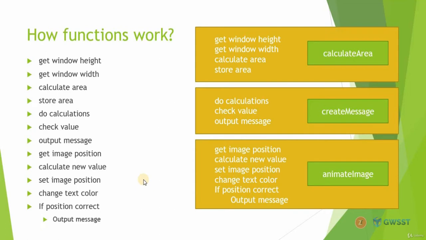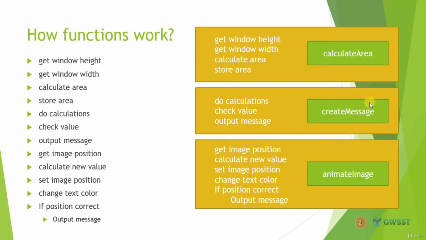What we can do is group all of these together into separate pieces. We can call these separate pieces functions. For example, in order to calculate an area, we can get the window height and width, calculate the area, and store that area, and we can call that a calculate area function.